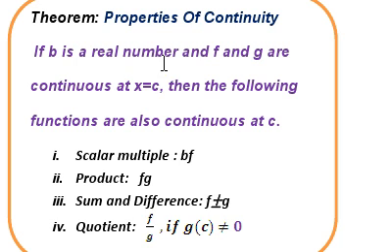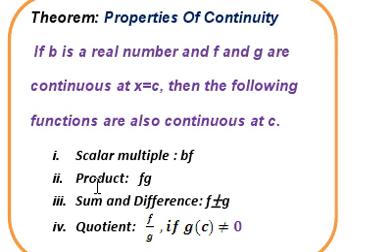It says if B is a real number and F and G are continuous at x equals c, then the following functions are also continuous at c. So this is properties of continuity at a point. This first property here, we got the scalar multiple. Remember, B is just a real number, and F we're considering to be continuous at c. And so if you just multiply B times F, then that new function is continuous also at c.